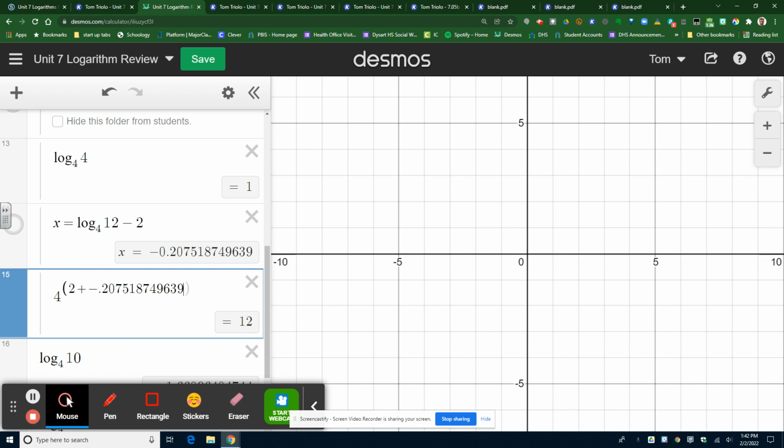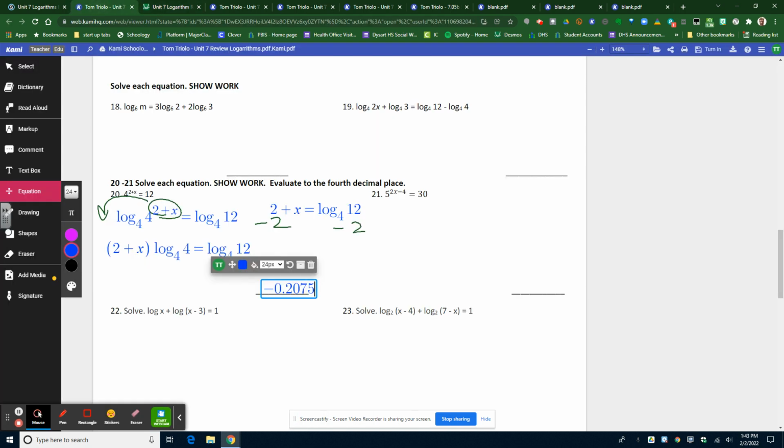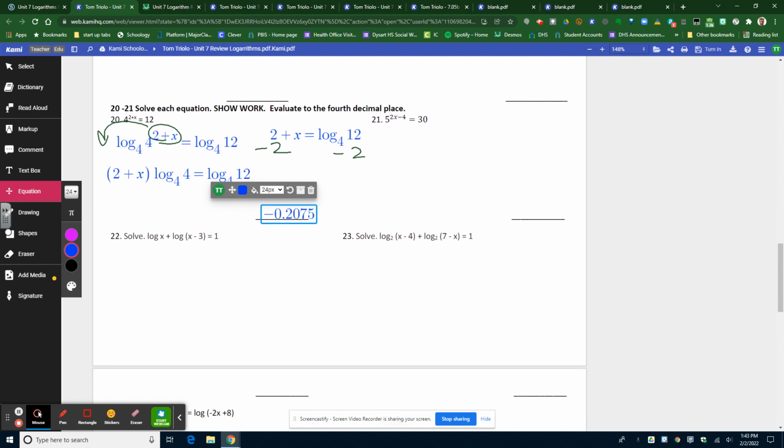Is it actually exactly 12? No, because Desmos is rounding this off. And eventually Desmos will round off to the nearest whole number if you have so many decimal places. It's like, if there's 0.000 and like 15 zeros and a 1, it's just going to make it 12. Okay. All right. Questions? Oh, we're doing good.